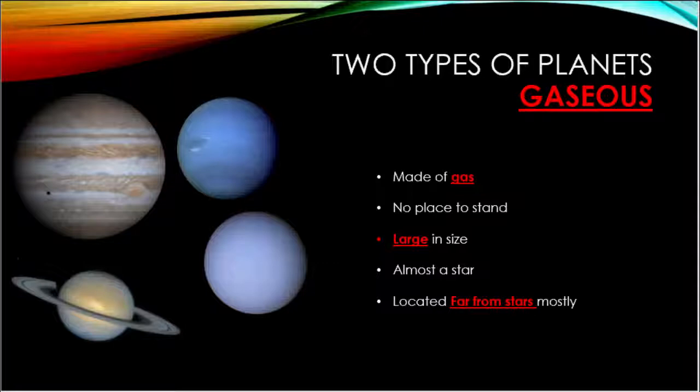If you go to a gas planet, it's going to be kind of difficult to hang out there because there's nowhere to stand. There's no rock to stand on. You can't stand on gas. You'd float right through it. In other words, gaseous planets tend to be very, very large. In fact, they are almost a star. They're just not on fire like a star. They're not burning. And these typically are located far away from the stars that gave them birth.